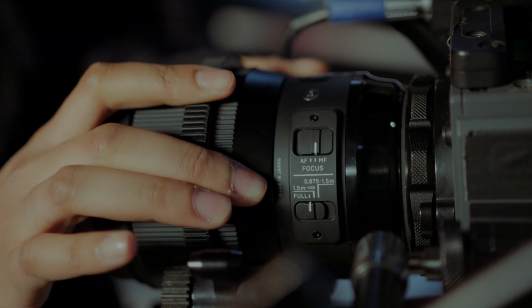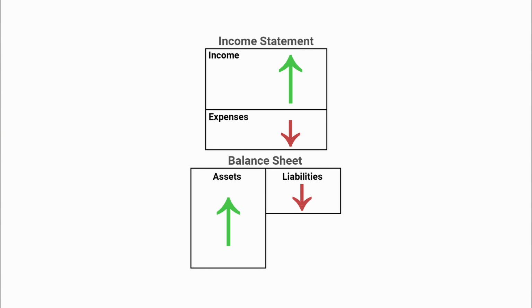Just for the sake of simplicity, I'm going to say at the outset that things like cameras, lenses, and computers might be seen as assets. Most things that we buy are actually liabilities because they take revenue away from our income. Assets add to our income.